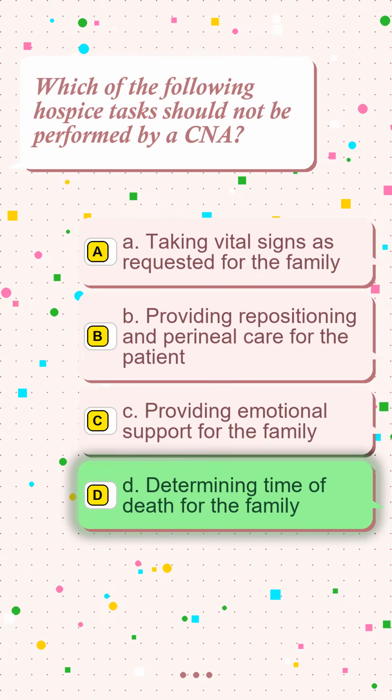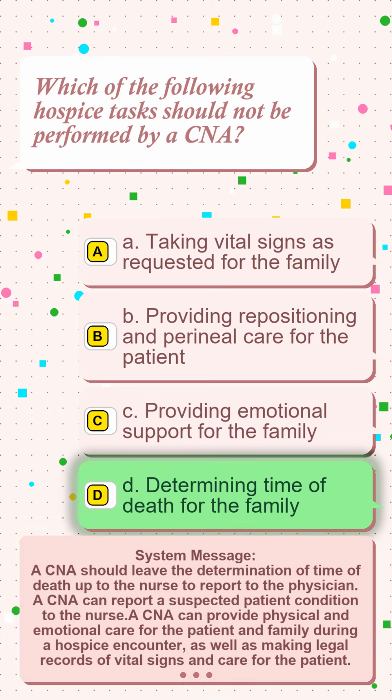The correct answer is option D. Determining time of death for the family. A CNA should leave the determination of time of death up to the nurse to report to the physician. A CNA can report a suspected patient condition to the nurse. A CNA can provide physical and emotional care for the patient and family during a hospice encounter, as well as making legal records of vital signs and care for the patient.